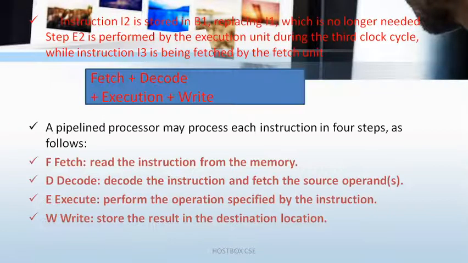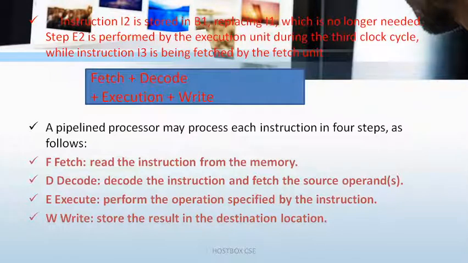Then a pipeline process may process each instruction in 4 steps. One is fetch. What is a fetch? Read the instruction from the memory. Then what is decode? Decode the instruction and fetch the source operand. Execute: perform the operation specified by the instruction. At last, write: that means store the result in the destination location. So it's a very simple example, and this is a simple way you can understand the pipeline.